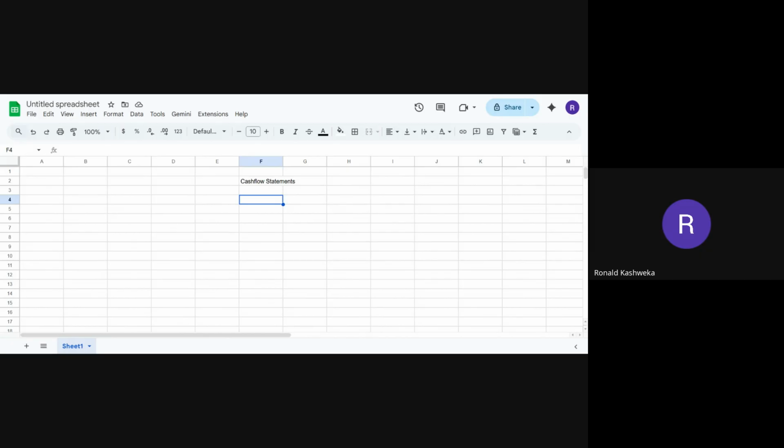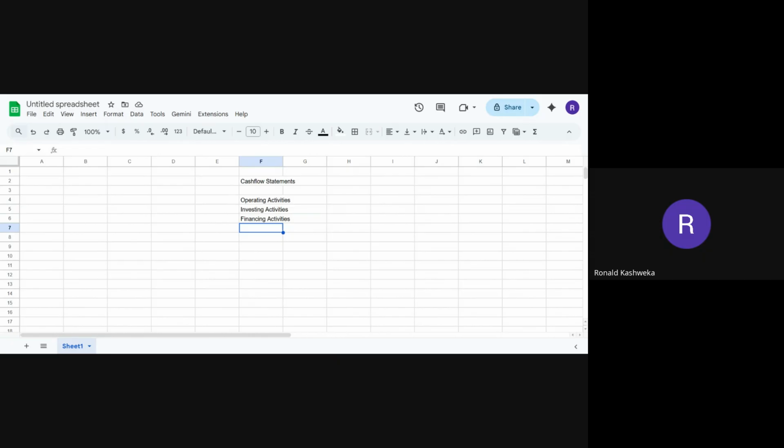Okay? So let me list down the categories that you need to understand pertaining to a cash flow statement. The first one is operating activities. The second one is investing activities. The third one is financing activities. Okay, so it categorizes our cash transactions into three main categories. That's operating activities, investing activities, and financing activities.